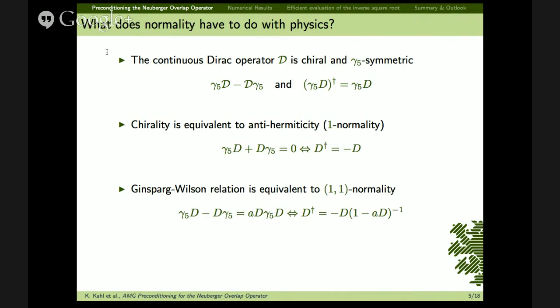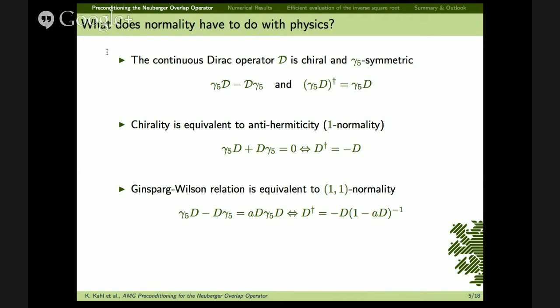And now, if you just rewrite this, if you have these two properties, you can simply get rid of the gamma 5s in the chirality, and what you end up with is that if an operator is chiral, it just means that it's anti-Hermitian. I mean, it might be stupid because I'm losing the gamma 5, which is important for the physics, but in mathematical terms, this is how I think about chirality. It's just saying that it's anti-Hermitian.